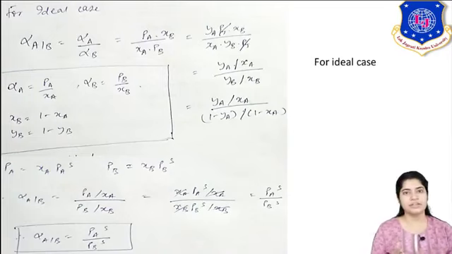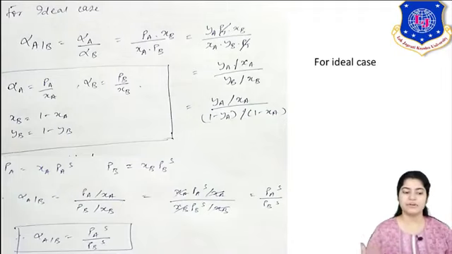Then substitute in the relative volatility equation. Hence you get PA XB upon XA PB. Now, your PA is also defined as YA PT. Based on Dalton's law, we saw that PA is also represented as YA PT. So substituting that value, I get my equation as YA upon XA upon YB upon XB.